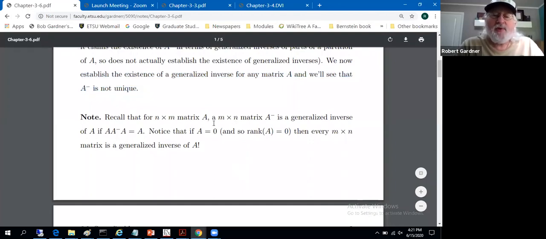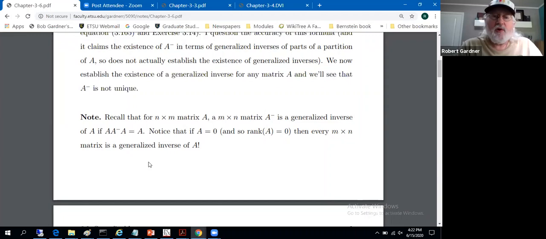For an n by m matrix A and an m by n matrix, a generalized inverse of A satisfies, recall, A times the generalized inverse of A times A equals A. If A is invertible, then we could take A inverse, and that would certainly produce an identity matrix in the first two. And that would certainly work for a generalized inverse as well.